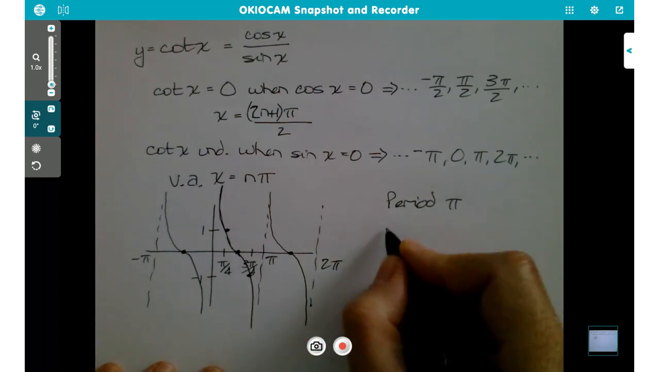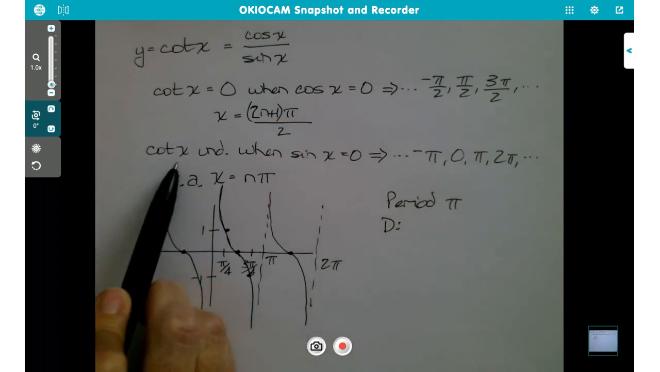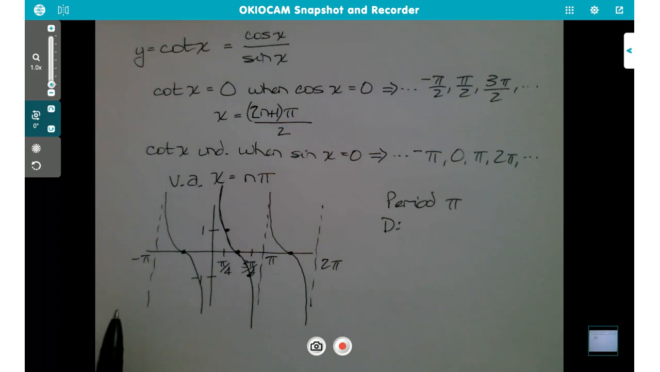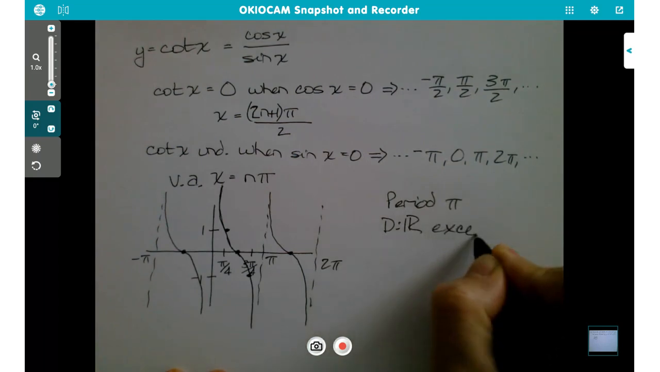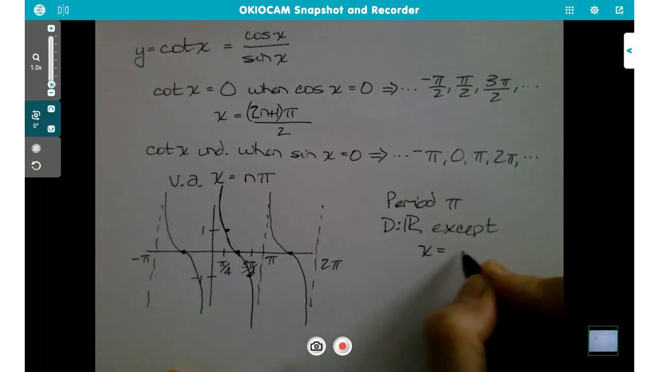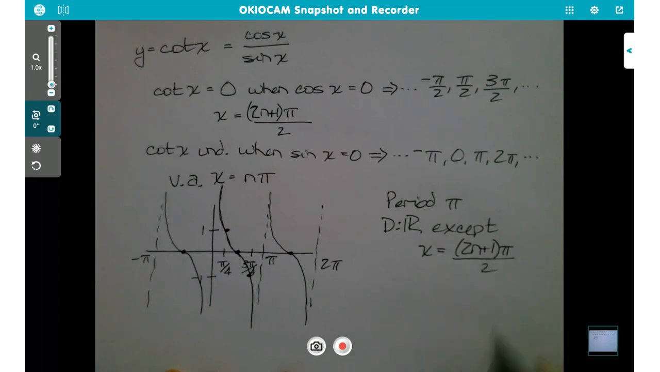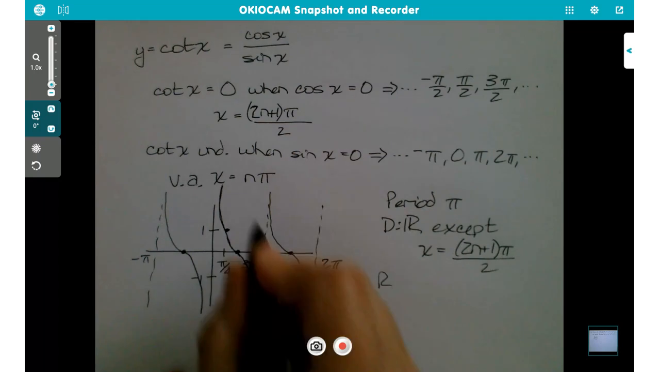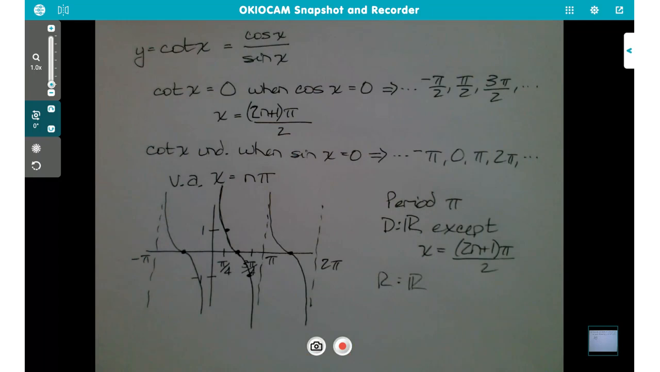We can say something about the domain. The domain, I can find the cotangent of any number except for where the asymptotes are. But good news, we know where the asymptotes are. So I'm going to say all real numbers except the places where the asymptotes are. The range. Well, I can get any y value I want, top to bottom. So the range, all real numbers.